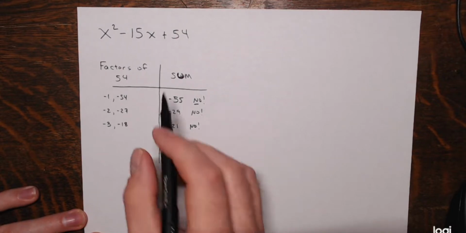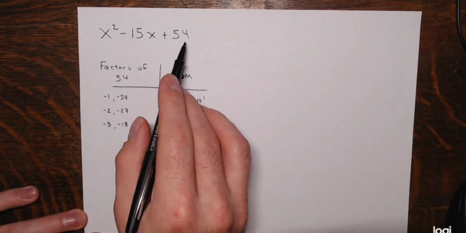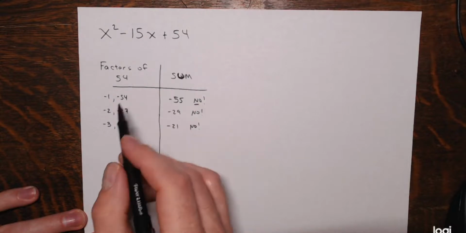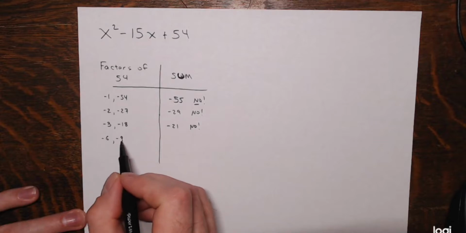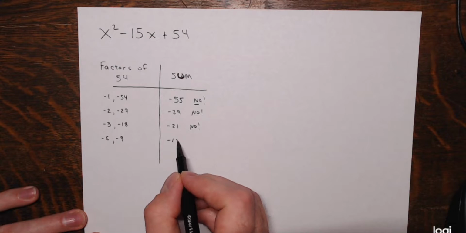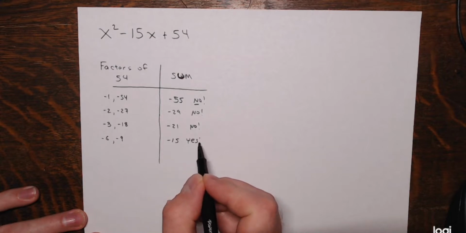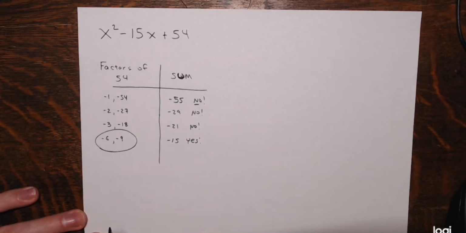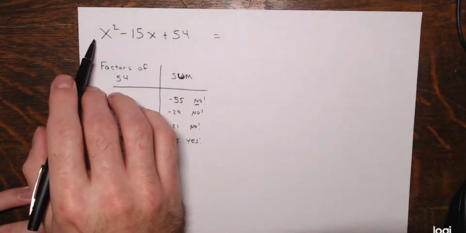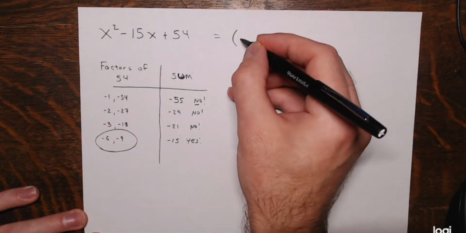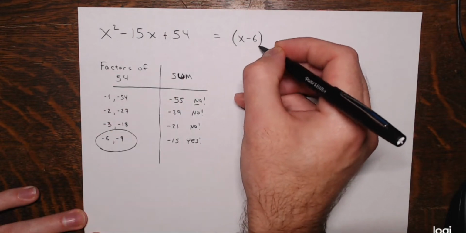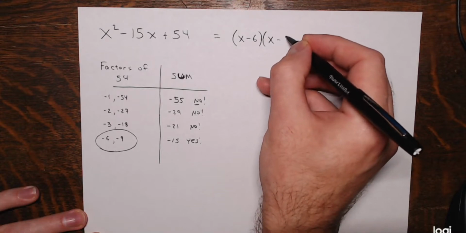Let's see. 4 doesn't go into this. 5 doesn't go into this. 6 does, because 2 and 3 do. Negative 6 and negative 9, right? Those multiply to be positive 54, and those add up to be negative 15. Those are the numbers that I want right here. Negative 6 and negative 9. And being that the lead coefficient is 1, this very easily factors to simply x minus 6 times x minus 9. All right, and that's it.